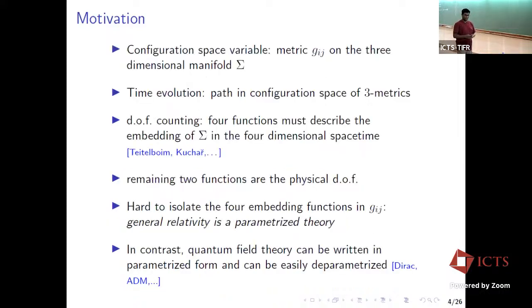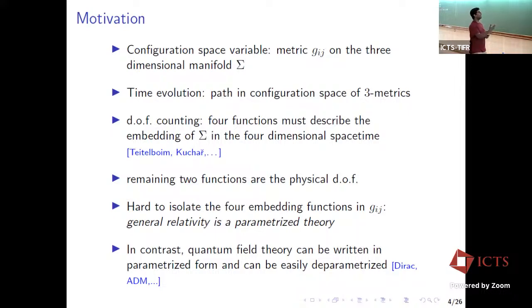And this motivation was to understand what is the true configuration space of general relativity. One might think that it's the full metric on the 3+1 dimensional spacetime, but since we saw that different choices of coordinate systems give us different ways of looking at the same spacetime, the more natural configuration space variables would be the metric on the three-dimensional manifold sigma, which is a 3×3 symmetric matrix. And the time evolution, which builds the spacetime for us, would be a path in the configuration space of three metrics on this three-dimensional manifold sigma.